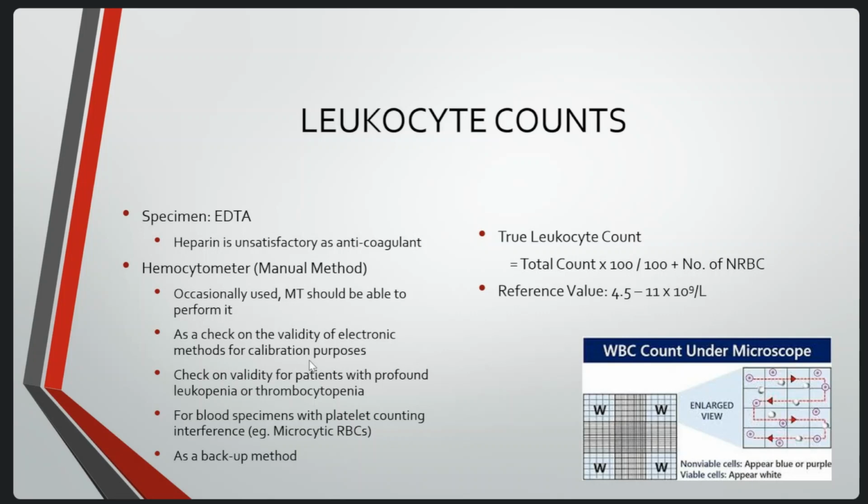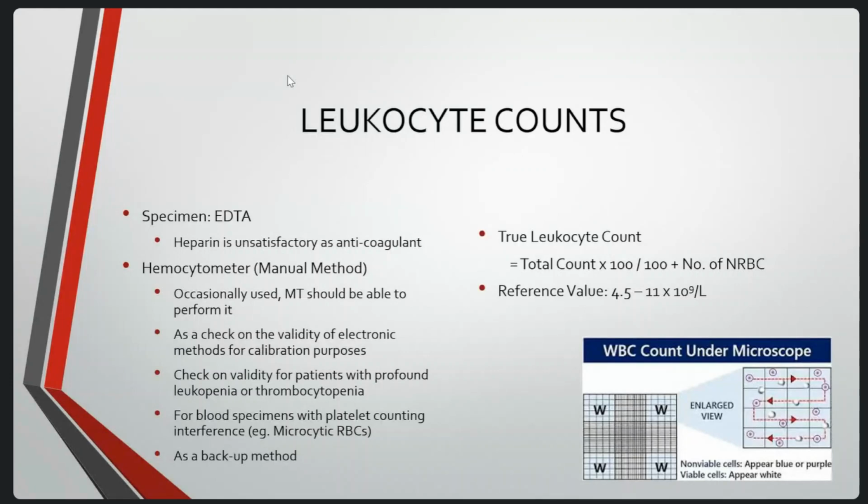So in the laboratory, we have values such that if the result is below or above the normal values, we do manual counting of our CBCs. Then for blood specimens with platelet counting interferences such as microcytic RBCs, because they can be read by the machine as platelets. And also as a backup method, when the machine in our laboratory breaks down, we will do manual counting.